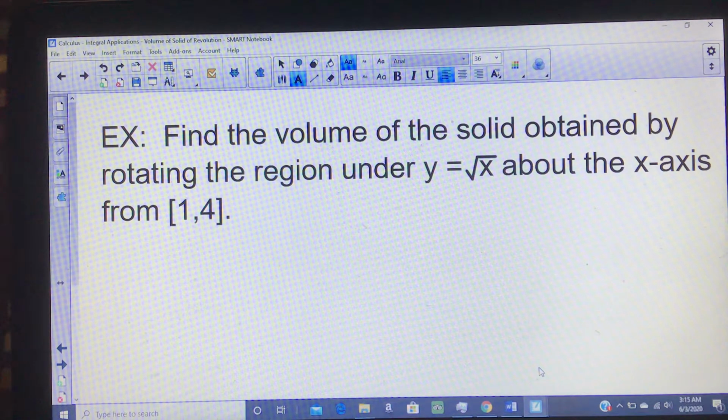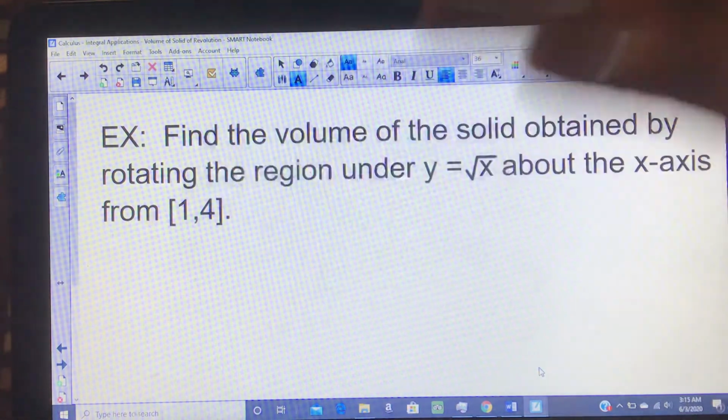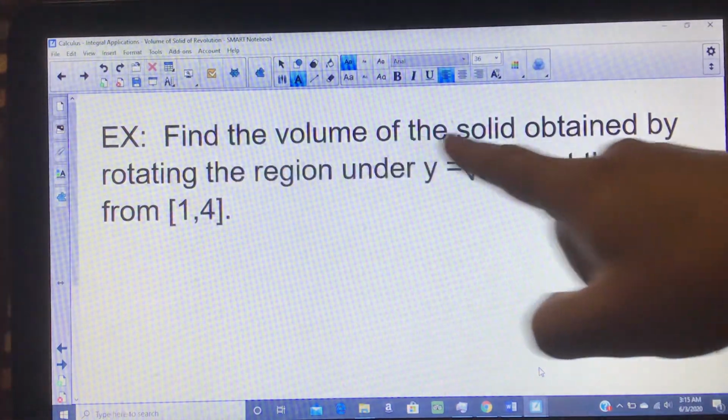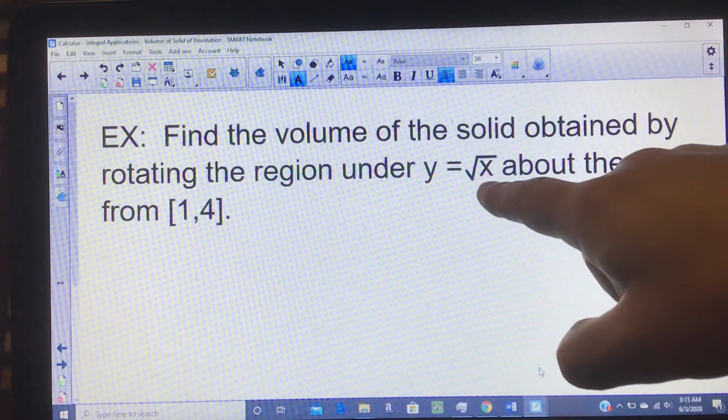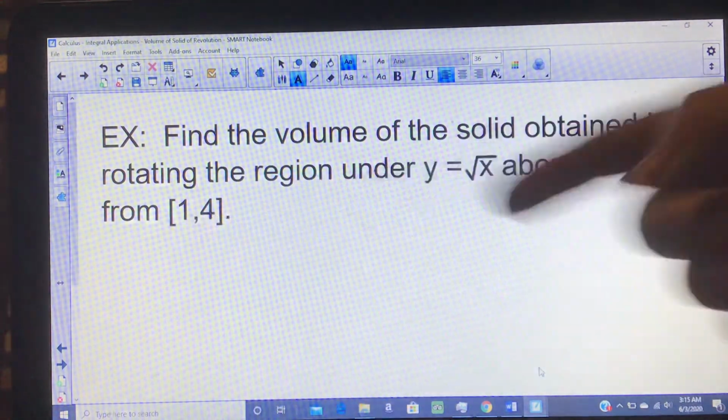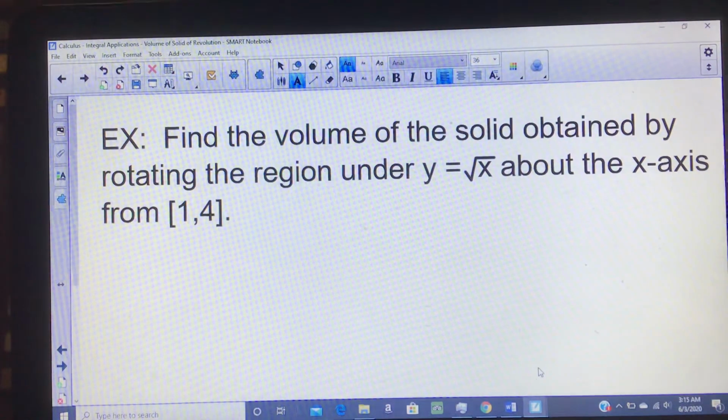So here's the solution. To remind you what we're doing, we want to find the volume of revolution formed by the square root curve between 1 and 4 rotated around the x-axis. So how do you do that with what I showed you?